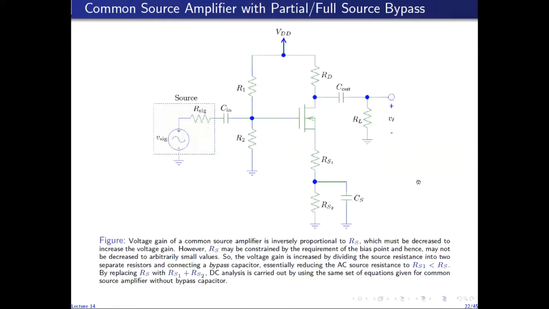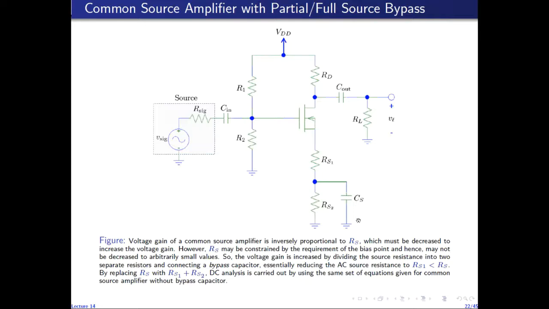So from the expressions of voltage gain, we see that voltage gain is inversely proportional to the source resistance. So if we want to increase the voltage gain, we must decrease source resistance. But we may not be able to decrease RS because RS may be constrained by the requirements on the bias point. So we may not be able to decrease RS to arbitrarily small values because of bias point constraints. So in that case, the voltage gain is increased by dividing the source resistance RS into 2 and then connecting a capacitor CS in parallel with one of them.